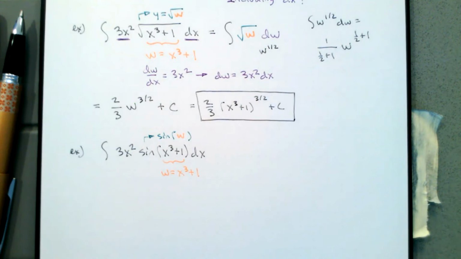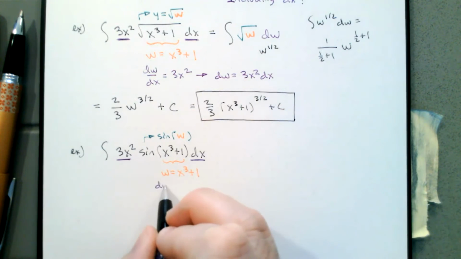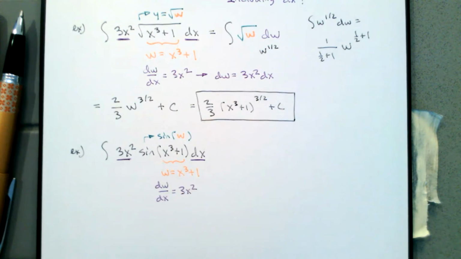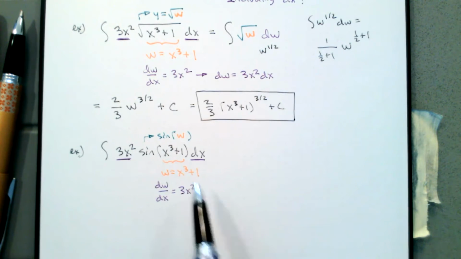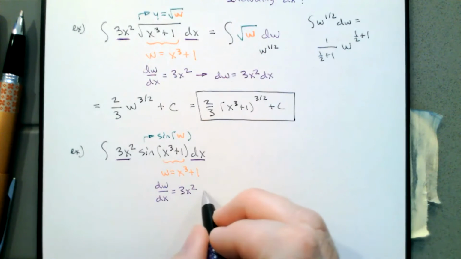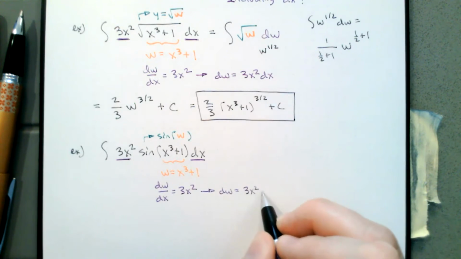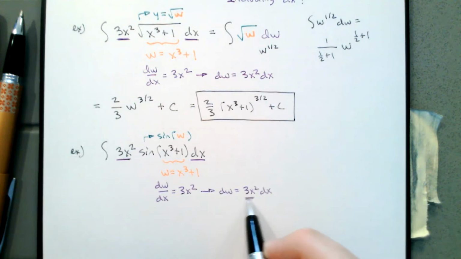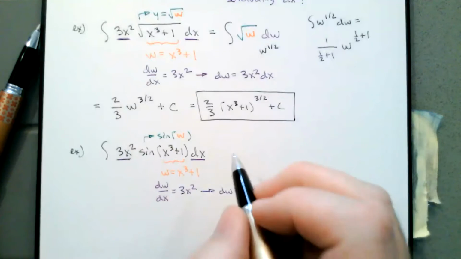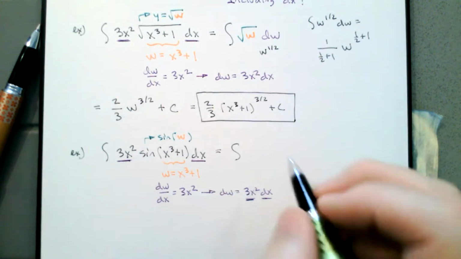So if w is x cubed plus 1, I'm going to need to do something with this 3x squared and the dx. dw dx is 3x squared. Just take the derivative of w to find out what you need to make the substitution work. If we want to make this substitution, then dw dx has to be 3x squared. And so I'm going to turn this around to solve for dw. And dw is 3x squared dx. Do I have a 3x squared and a dx? Yes, we do. So rewriting this integral, our integral in x becomes the integral of sine of w dw.